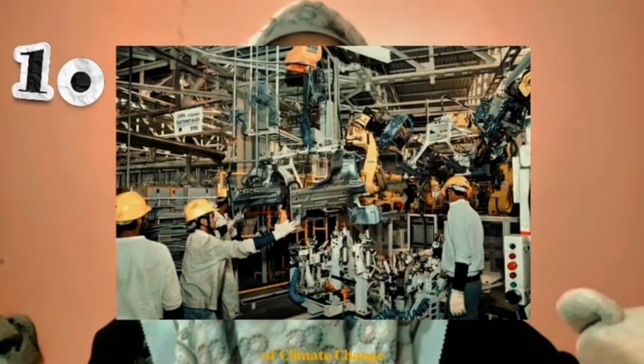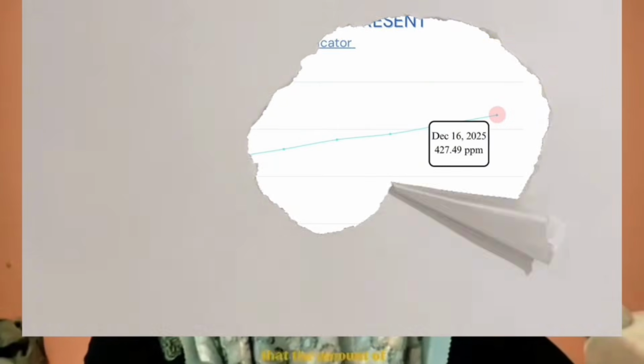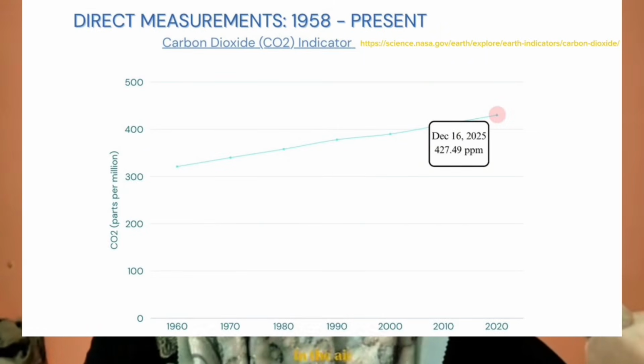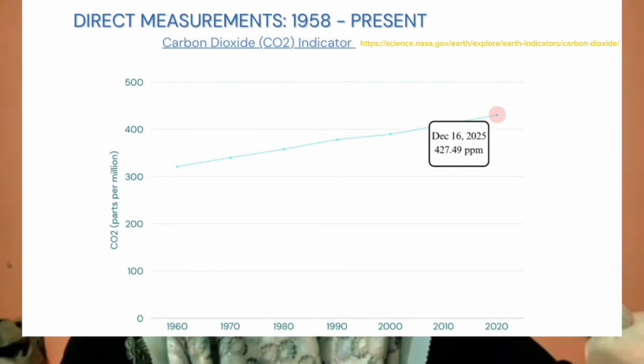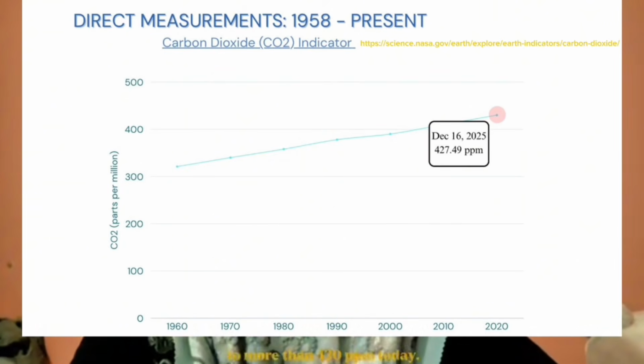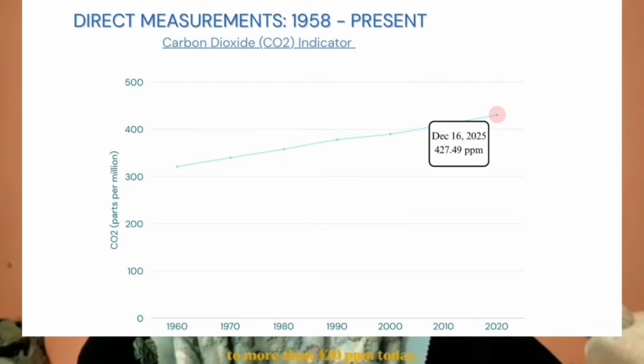Industrial activities are one of the major causes of climate change. Factories use fossil fuels like coal, oil, and natural gas to make things and power things. This lets a lot of carbon dioxide and other greenhouse gases into the air. NASA says that the amount of carbon dioxide in the air has gone up from about 218 parts per million before the Industrial Revolution to more than 420 ppm today.